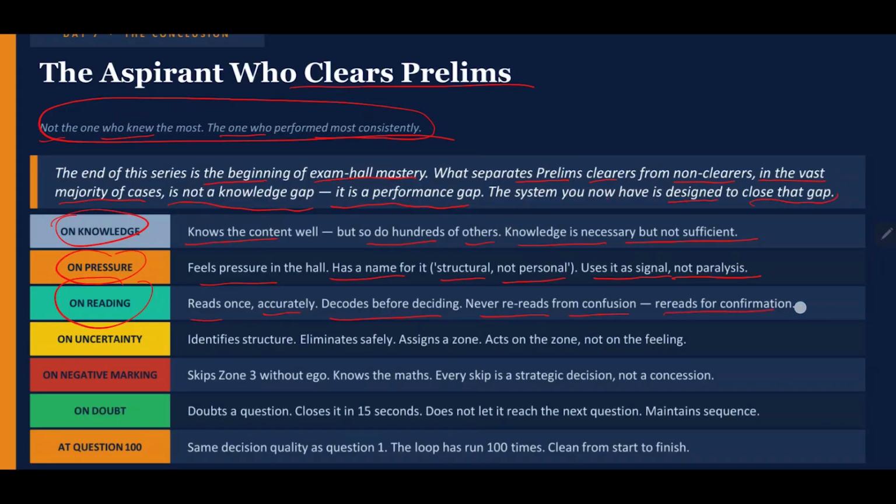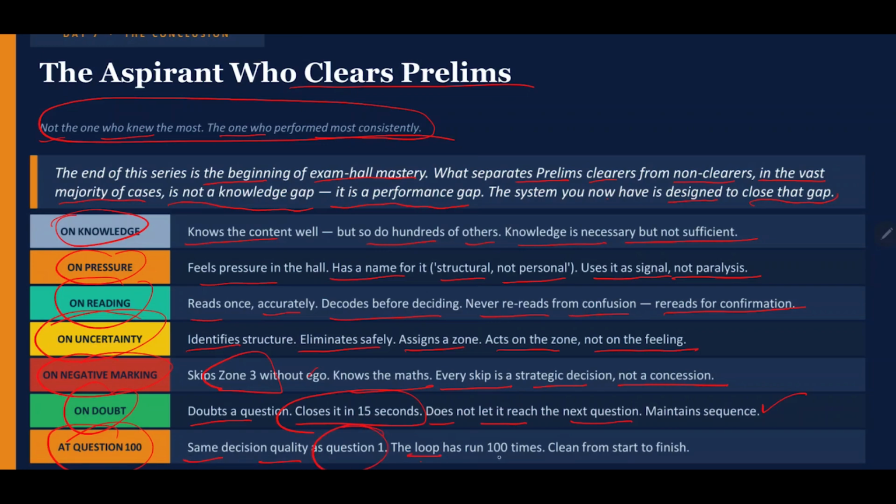Read it for confirmation. On uncertainty: identify the structure, eliminate safely, assign a zone, and act on the zone, not on the feeling. On negative marking: skip zone 3 without knowing the map. Every skip is a strategy decision, not a conclusion. On doubt: doubt a question, close it in 15 seconds. Do not let it reach the next question. Maintain sequence. At question 100, same decision quality as question 1.